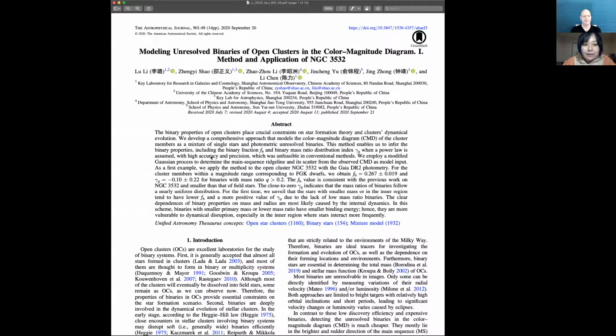Okay. This paper is the first paper of a series. It focuses on the unresolved binaries in open clusters. We develop a comprehensive approach that models the cluster members in the color magnitude diagram as a mixture of single stars and unresolved binaries. You can infer the binary fraction and mass ratio distribution with high precision. We apply this method to the open cluster NGC 3532. The results show some clear evidence for dynamical evolution in clusters. Some of them are reported for the first time. In the future, we will cover more open clusters and more cluster properties, including the distance, age, and metallicity. Cool. Very good.